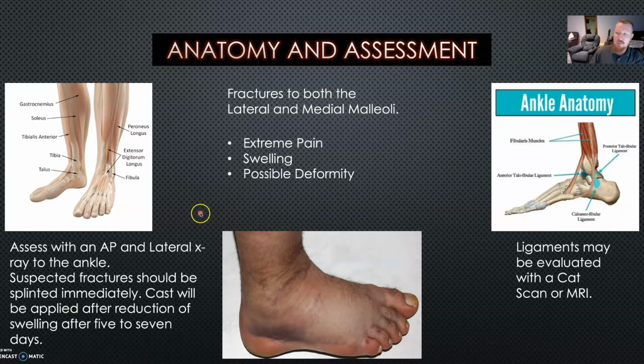So our assessment is going to incorporate an AP and lateral view of the bones with an x-ray, and then our suspected fractures should be splinted immediately, and then as swelling comes down, 3, 5 to possibly 7 days, according to an orthopedic doctor, we will see a short leg cast applied to that injury. We also may see evidence of ligament injury, which we can evaluate with a CAT scan or an MRI.